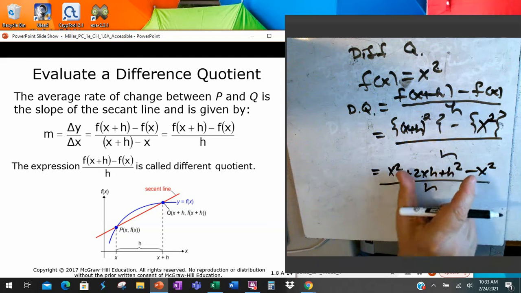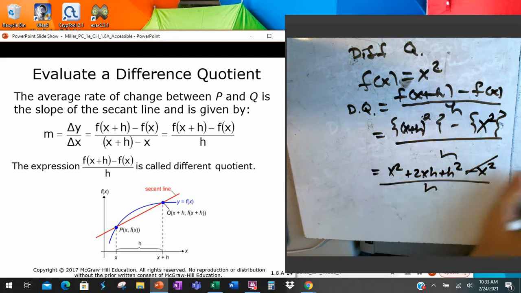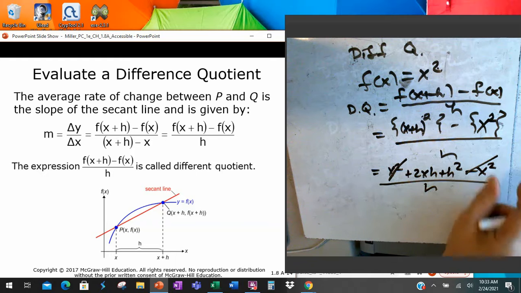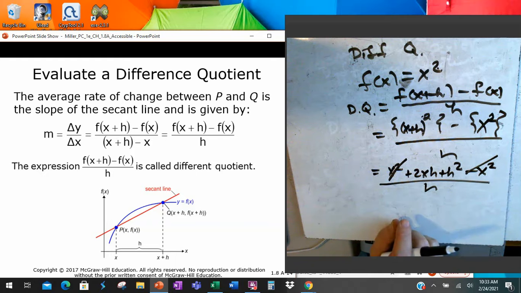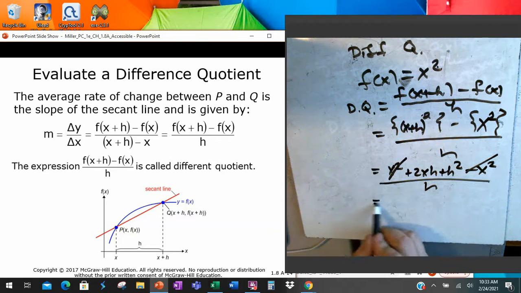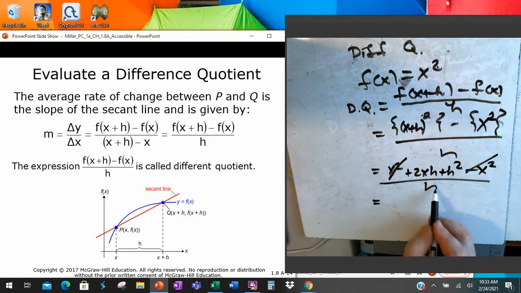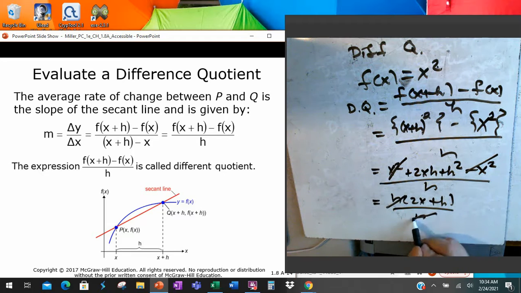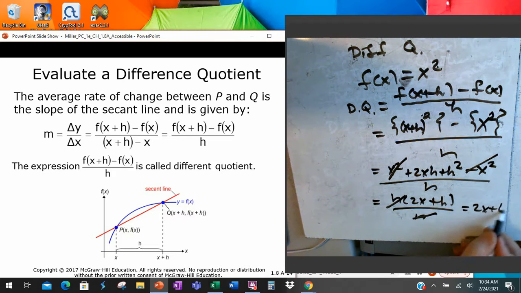And again, simplify. The original stuff should always subtract off from here, and if it doesn't, you've got some signs wrong in there. Okay. Everything left should have some h's. You can treat this as this divides into everything, or I factor out an h and then cancel from above, okay? So if I factor out the h, I get h times 2x plus h, divided by h, and that's just left my 2x plus h.